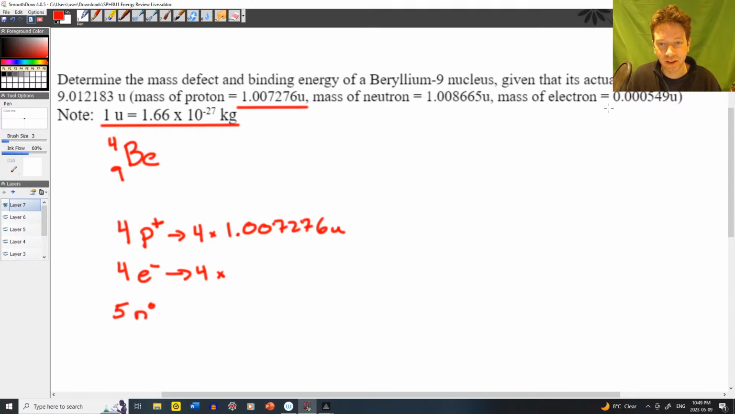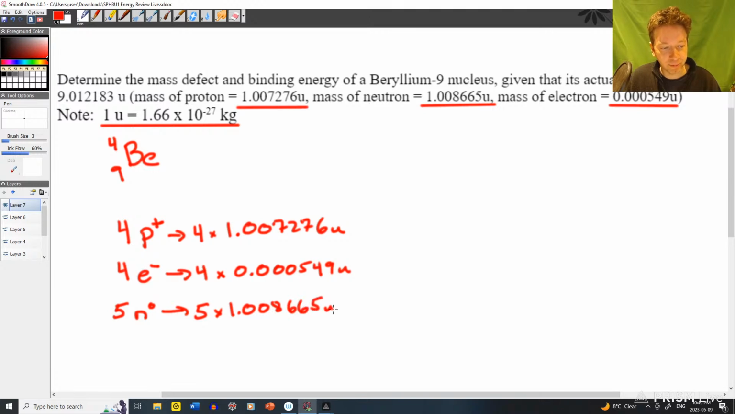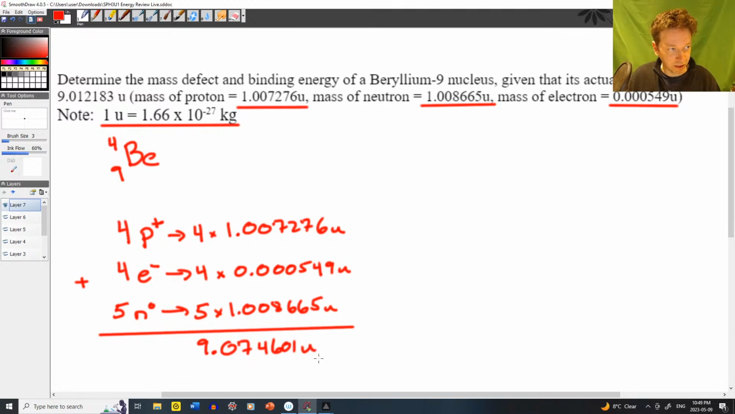So 4 times, here is our mass of an electron, very small, 0.000549 U. And finally, we have 5 neutrons, so 5 times, here's our neutron, 1.008665 U. All right, so if we add all of those together, we get a total mass of 9.0746601 U. Notice that this mass is bigger than the mass of the atom that it actually makes up.